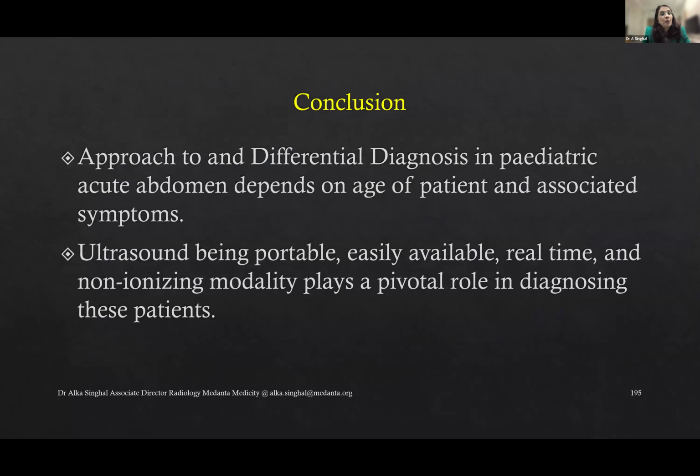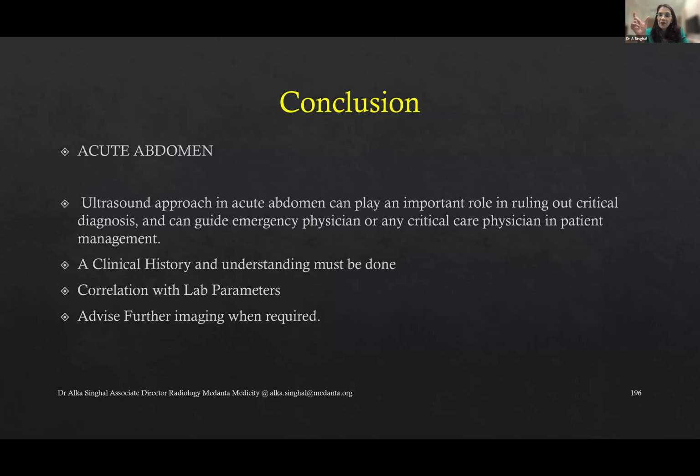In conclusion, the approach and differential diagnosis in pediatric acute abdomen depends on the age of the patient and the associated symptoms. Ultrasound is portable, easily available, and a real-time, non-ionizing modality that plays an important role in diagnosing, follow-up, guiding further imaging, and so much more. The acute abdomen mnemonic gives you insight to be open to more possibilities, widening the coverage area that we can cover by ultrasound imaging.